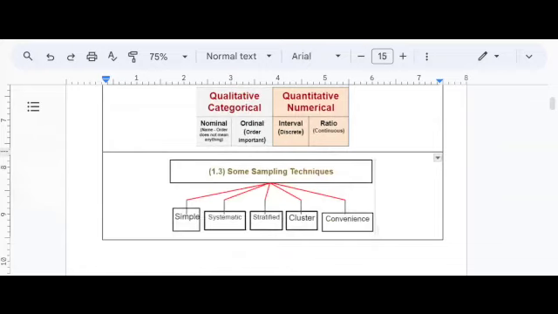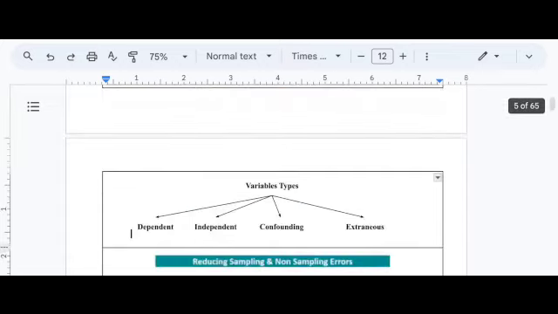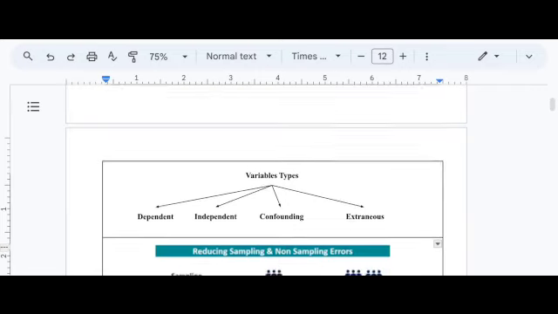Next, in this lesson, we'll cover sampling techniques. We have different types of sampling techniques: simple, systematic, stratified, cluster, and convenience. There are other methods as well, but this is what we have right now. We have variable types. We talked about this. We have dependent, independent, and there is confounding, and there is extraneous. Is this clear? Yes. Okay.